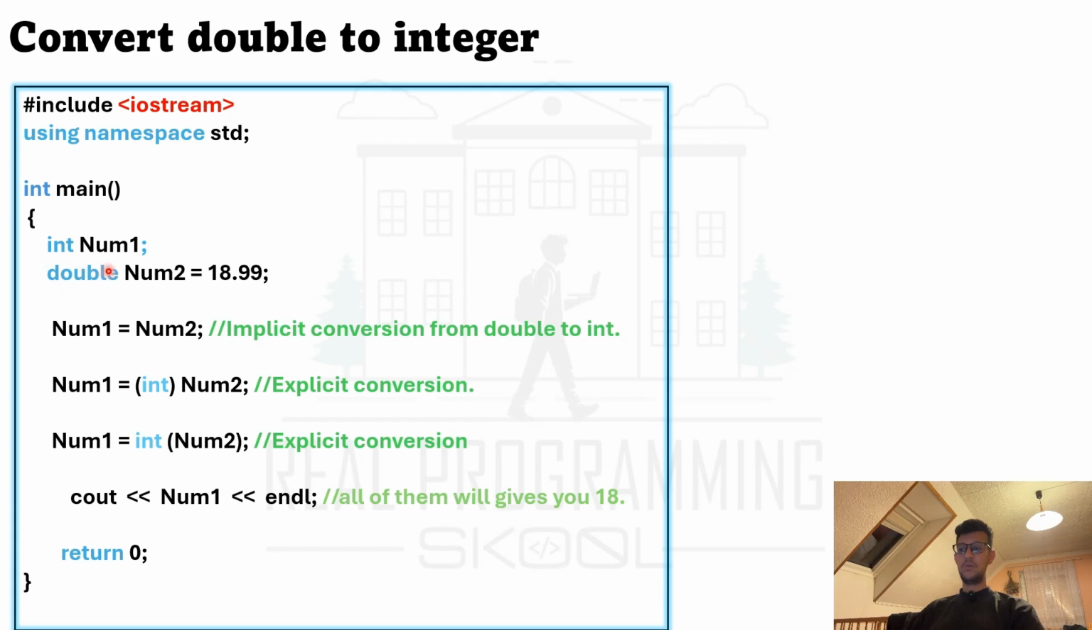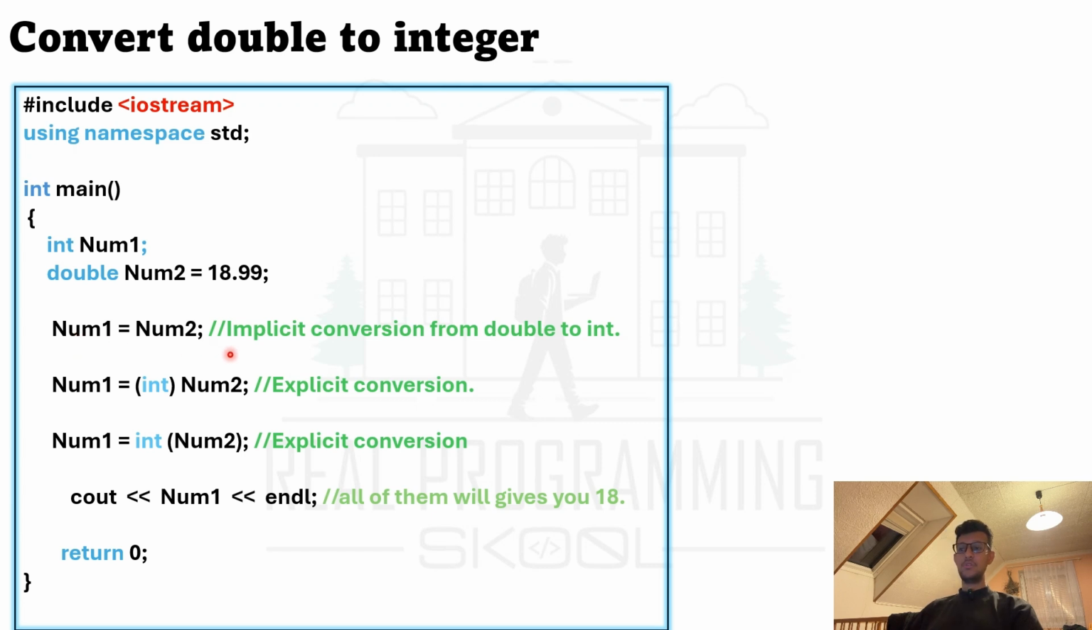Here we have integer num1, where num stands for number, and we do not assign any value to this variable. As you see, it's empty: integer num1 and semicolon. And here we use double data type, num2, equal 18.99. We assign variable num2 the number 18.99, with a decimal point. And here we say num1 equal num2. So we assign the value inside num2 to num1, which doesn't have any value.